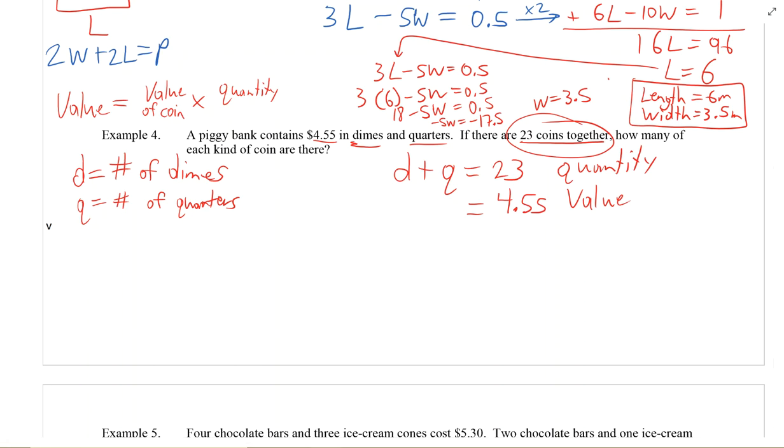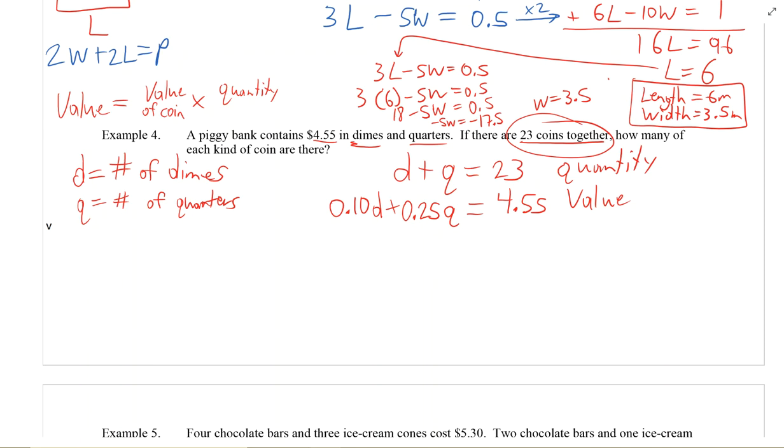Okay. So, what's the value of a dime in dollars? 0.1 times the number of dimes. What would be the value of all the quarters you have? 0.25 times Q, the number of quarters you have. Okay. All right.